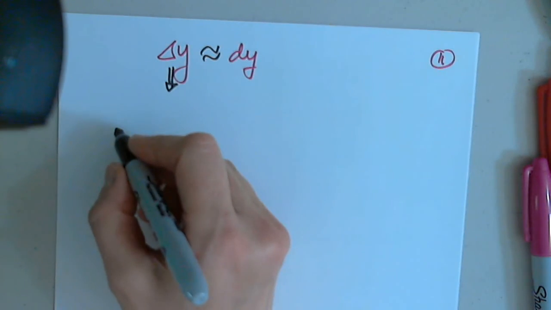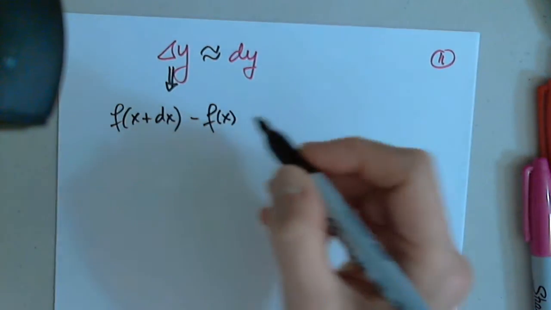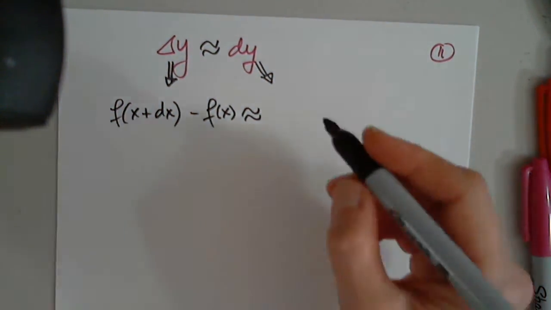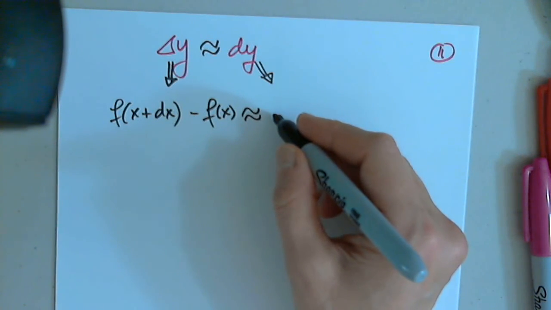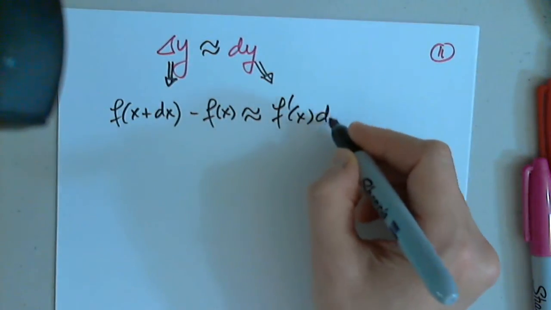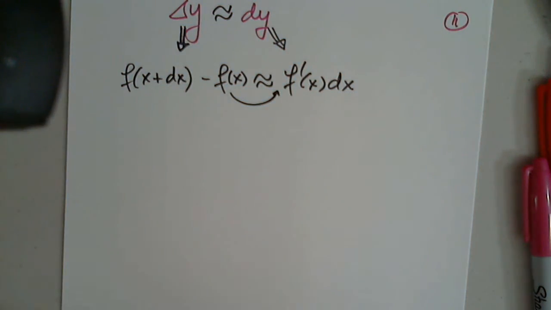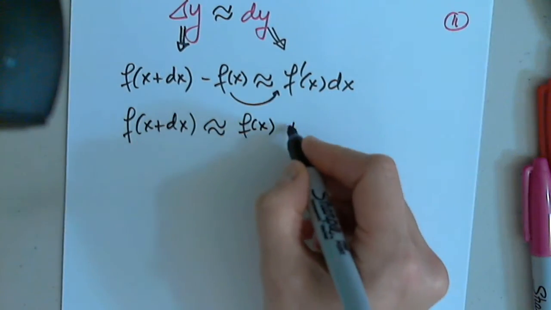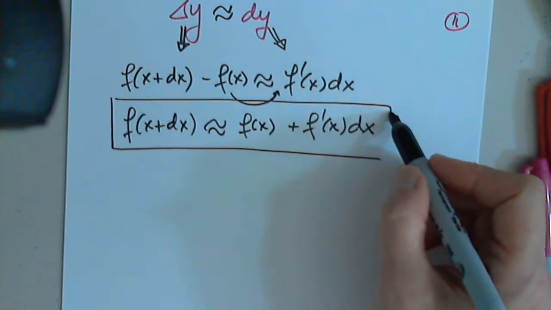That's just going to be the y plus a little bit minus y. f of x plus dx minus f of x, approximately. What is this? We just used it. f prime of x dx. Very good. Awesome. And I'm going to move f of x to the other side of the approximation symbol. f of x plus dx is approximately f of x plus f prime of x dx. This is super important, very important to remember.